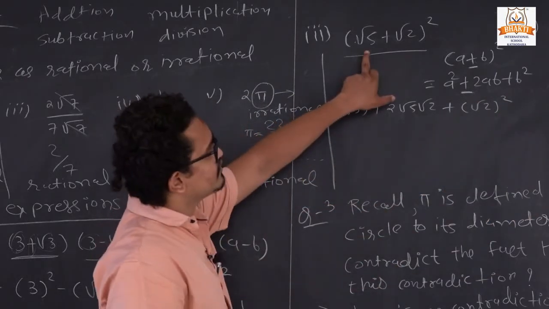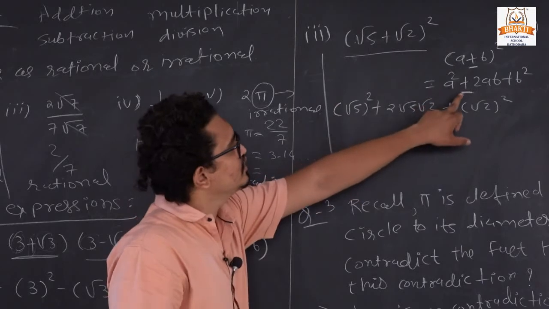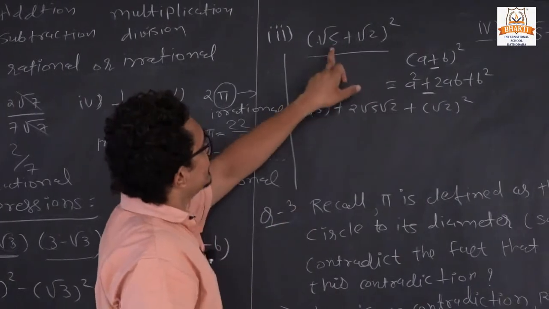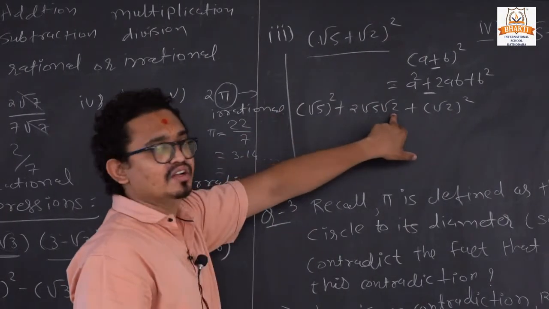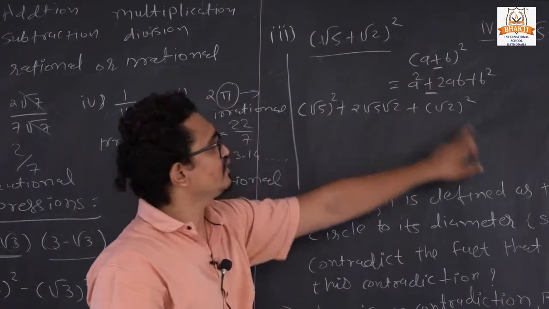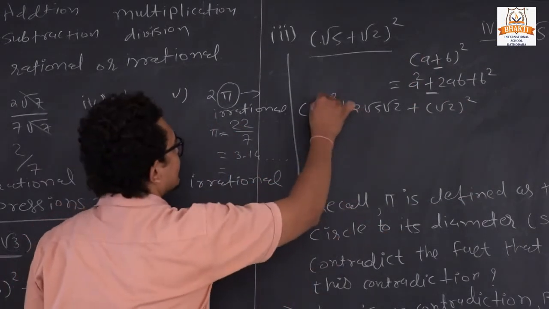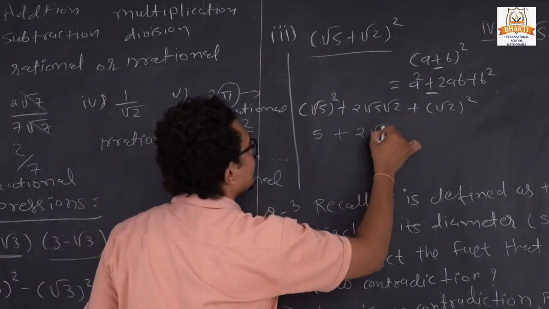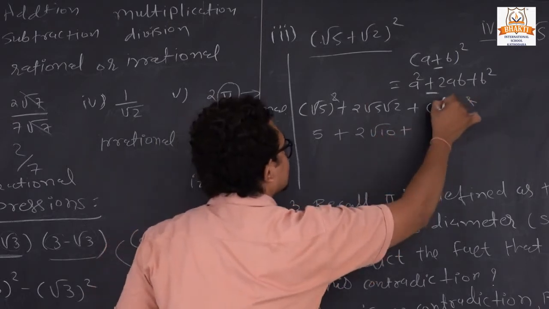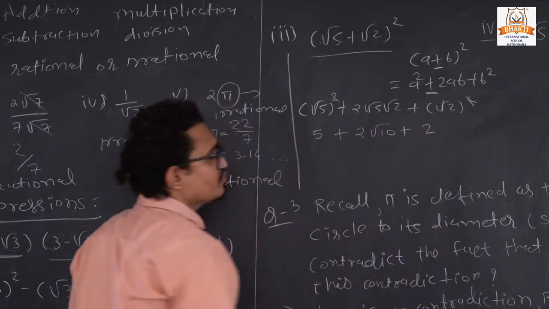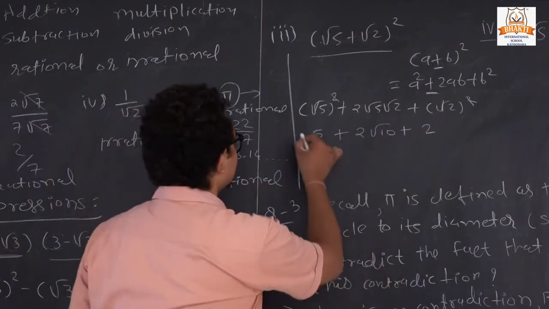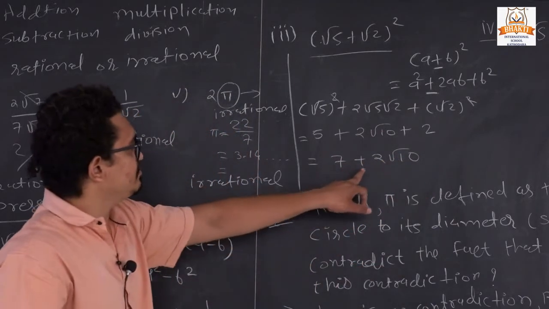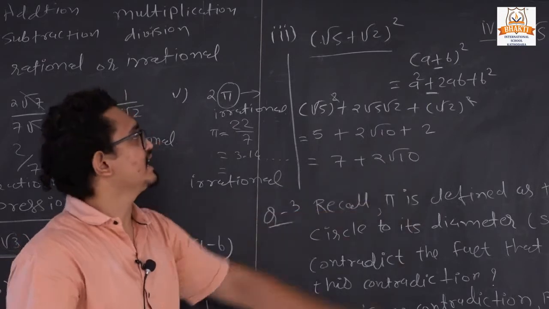A means what? Root 5. B means what? Root 2. So a square, so root 5 all square, then 2 into a into b, where a is root 5 and b is root 2. Then finally b square, so root 2 all square. Once again the square root cancels, so we get only 5. And these both multiplied give root 10. And root 2 all square, once again the square root cancels, so it will be only 2. So 5 plus 2 will be 7. So what is our answer? 7 plus 2 root 10.